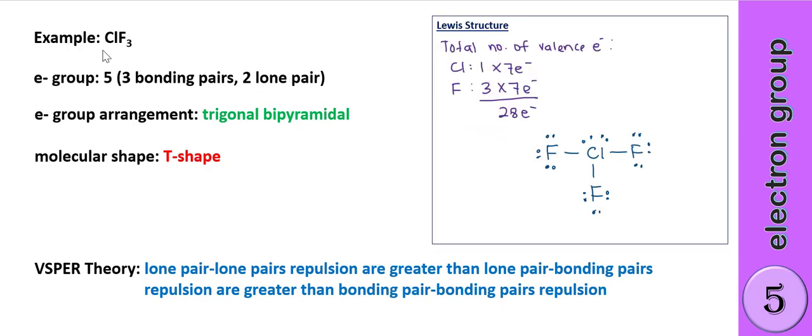So for example, if we have ClF₃, chlorine trifluoride, this is the Lewis structure of ClF₃, where the formal charge on all atoms is 0. Here we can see that ClF₃ has 3 bonding pairs and 2 lone pairs, so 5 electron groups.